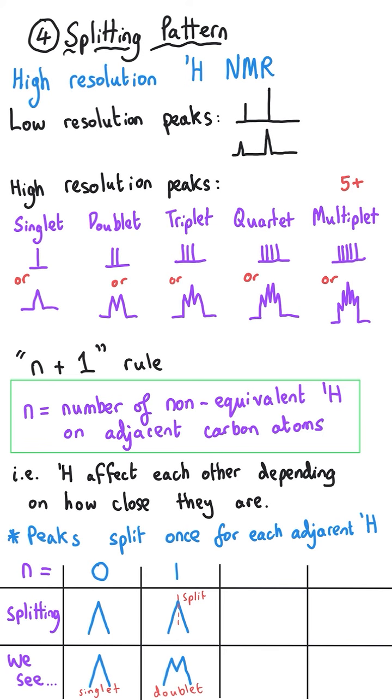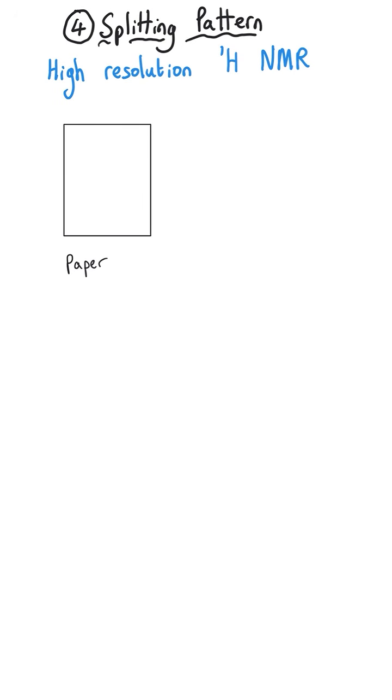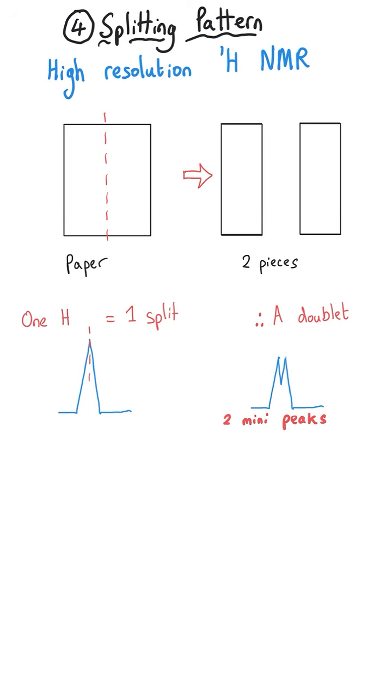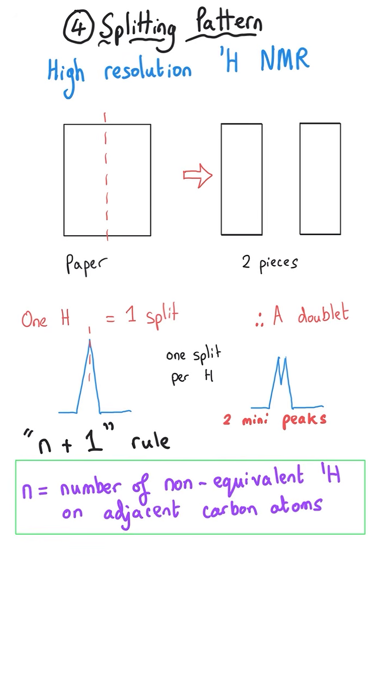And then if N is 2, then we're going to see a triplet, because that peak is going to split twice. And if N is 3, we're going to get our quartet. And if anything greater than 3 is present, that's when we would see the multiplet, because 4 plus 1 is going to give us our 5, or anything greater. A good way to think about this is if you imagine you had a piece of paper and you cut it once, you're going to end up with 2 pieces. So one hydrogen will split a peak once, and that's going to result in 2 peaks, in fact, or 2 mini peaks.